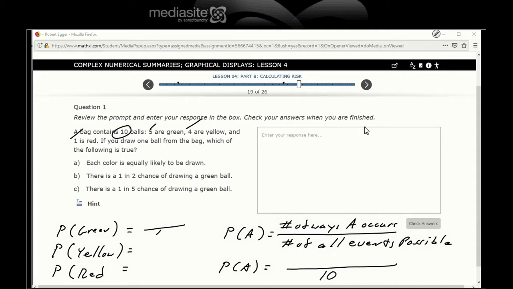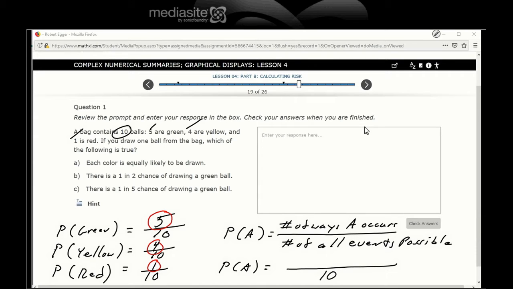In each case, for the first draw, there are 10 things that can happen. Then for green, there are 5 green balls. For yellow, there are 4. And for red, there is 1. Because there are 5 ways to pull a green ball, 4 ways to pull a yellow ball, and 1 way to pull a red ball.